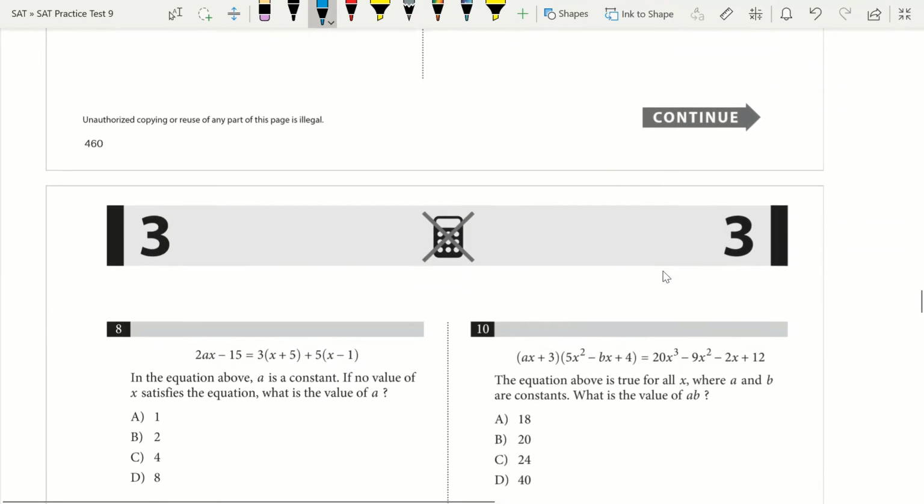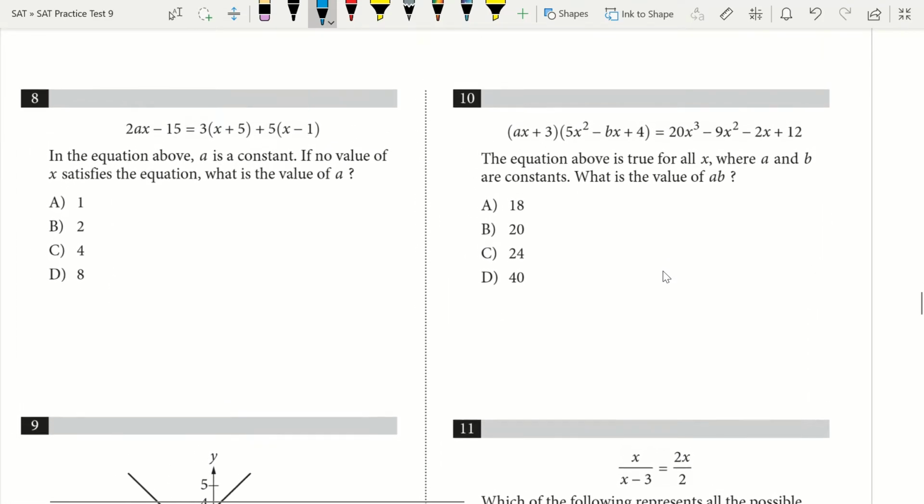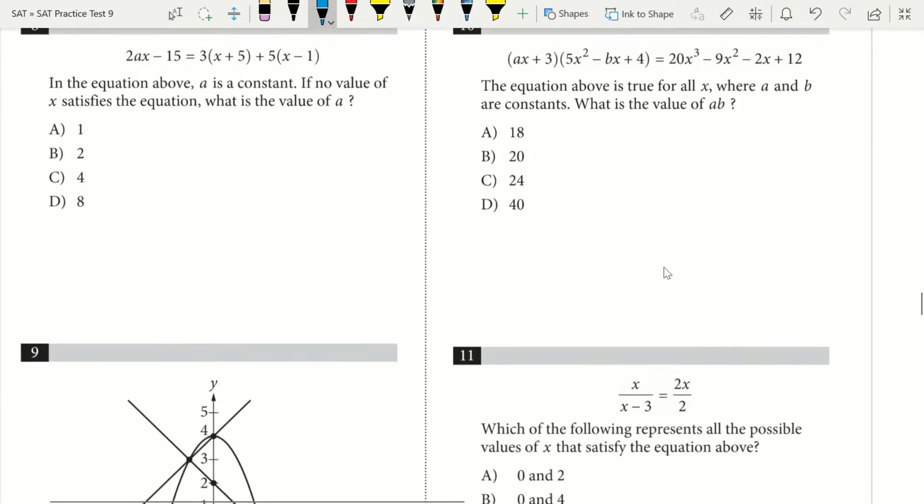Number 7 is going to be really easy, so I don't want to waste time on that one. Looking at 8, that's also going to be one that's not really dealing with any tips or tricks. Looking at 10, once again, not really one that deals with that many tips or tricks.